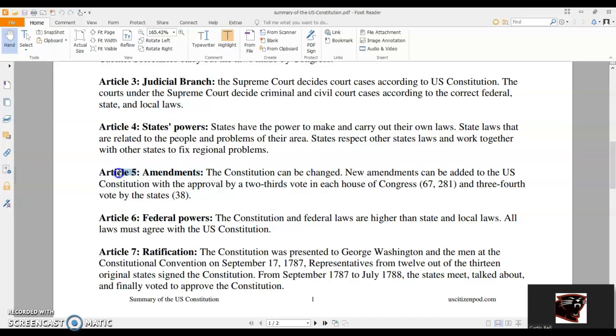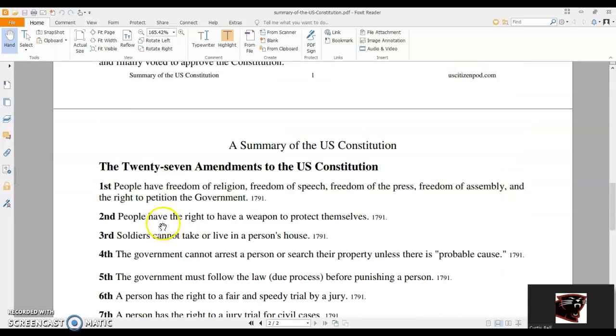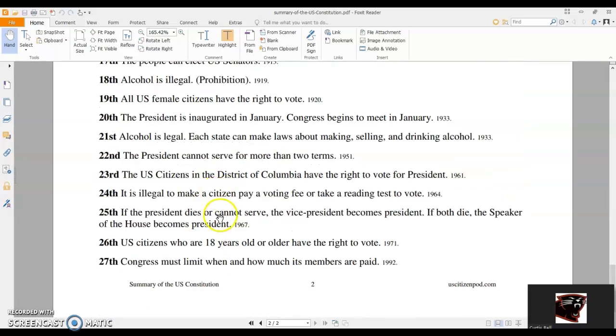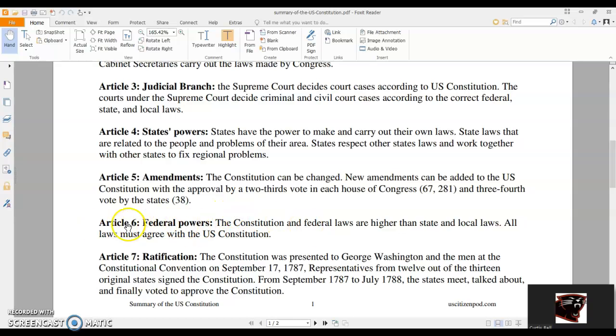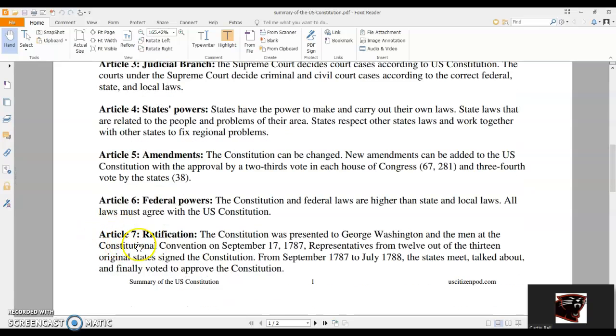I apologize. The 5th article basically talks about how you can amend one of the amendments. And these are the amendments, by the way, 27. So 5 tells you how the Constitution can be changed. 6 basically talks about the federal government and that it is the supreme power. In other words, no laws can go over it. And then the 7th article talks about ratification, and ratify just means to approve.